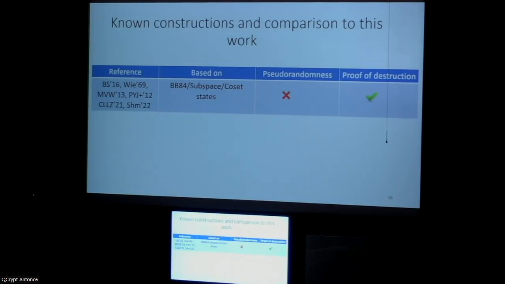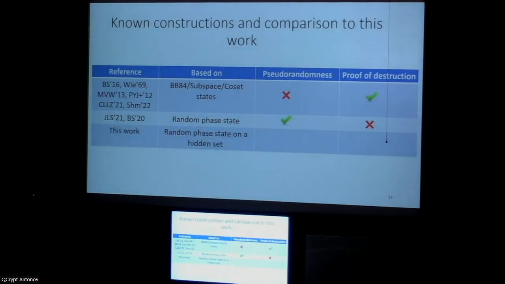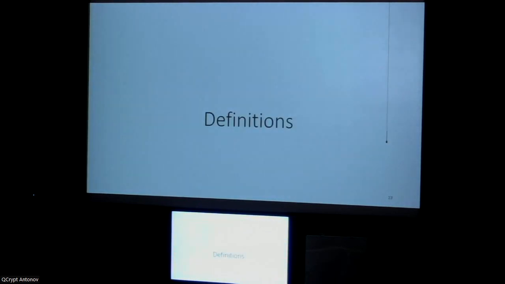Okay. On the other hand, we have pseudorandom state constructions, like the random phase state construction, and these constructions are proven to be pseudorandom, but they do not have any inherent structure that we can use to do proof of destruction. Okay, and what we managed to do is that we construct this random phase state, but now on a hidden set. I'll go into more detail later. But this achieves both pseudorandomness and proof of destruction. Okay. Now, let's look into the formal definition.